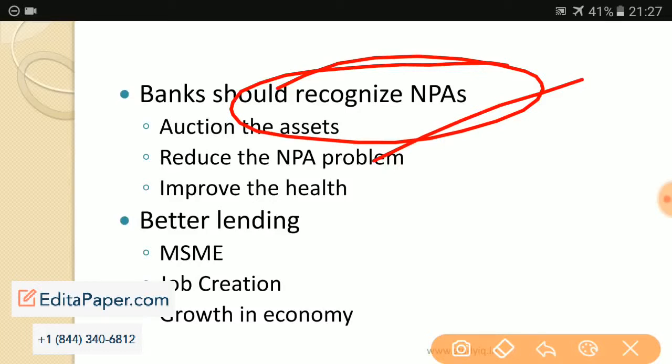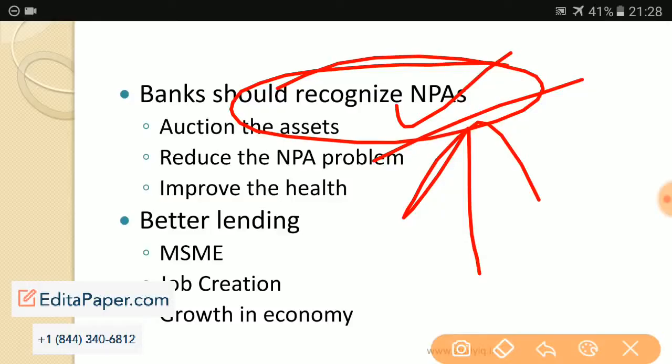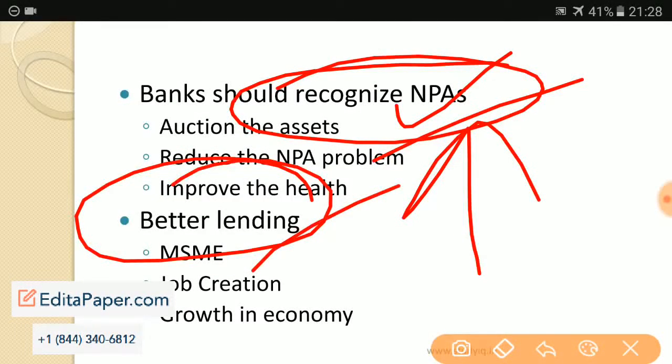So now banks should recognize more and more NPAs so that more and more solutions can be found and the NPA problem can be tackled. Second, as the capital base of the banks increases, they should indulge in better lending, more lending. That 155 rupees should be lent more. Just consider that example that we have seen earlier.